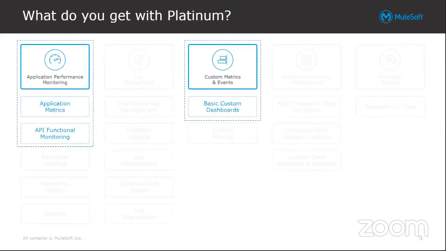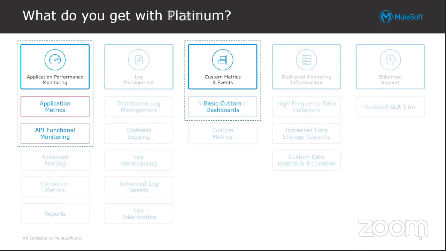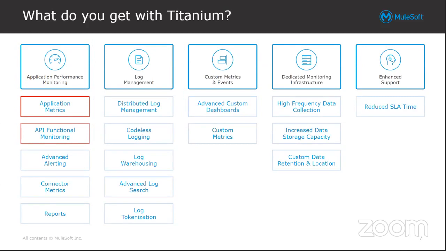From the subscription model side, we have two different offerings. One is Platinum, which comes with a very basic set of features, and we also have Titanium. We can see the contrast that has been drawn, right? With Titanium, we get a varied set of features across different pillars, from monitoring all the way to dedicated log management.